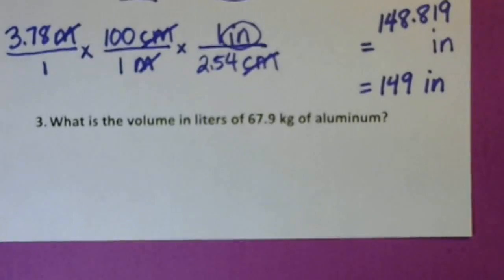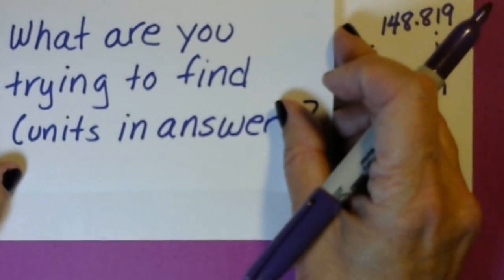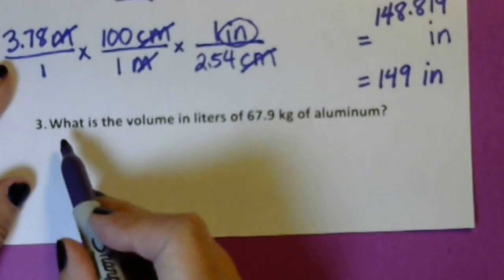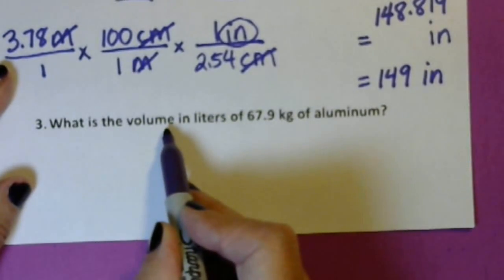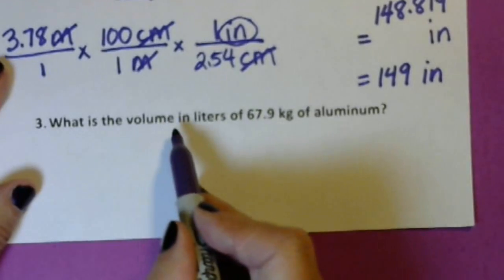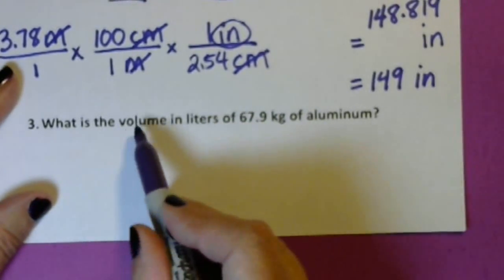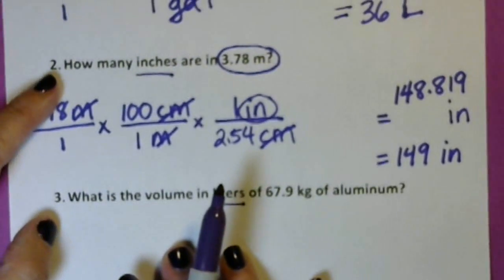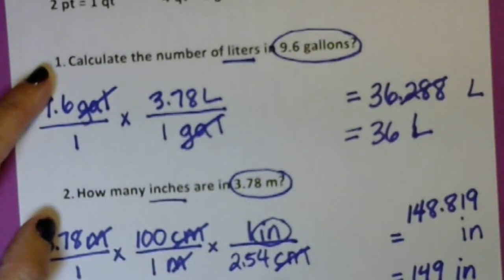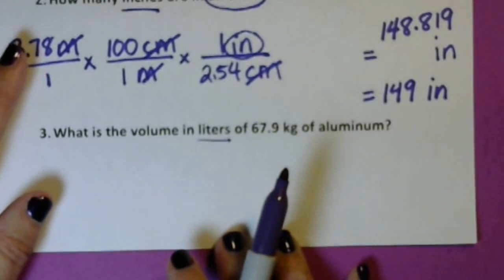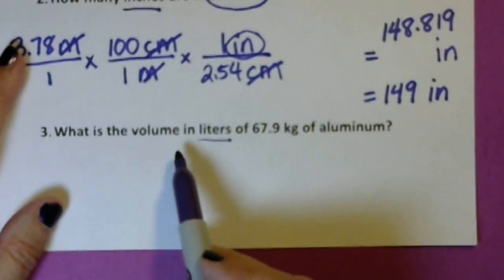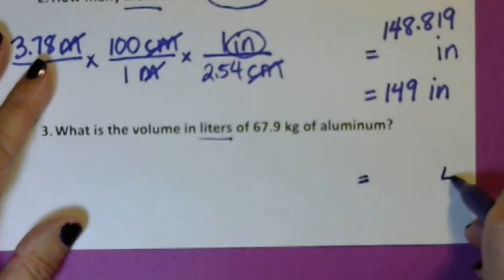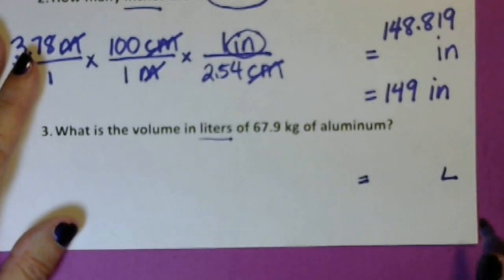Let's do all 6 steps this time. What are we trying to find? What are the units in the answer? I read this, and it says, what is the volume? Volume is not a unit, but it tells me what units. So what is the volume in liters? Now notice this time it says, what is, how many, calculate the. These are all phrases that tell you what you're going to find. So I'm going to once again put equals liters on the right-hand side so I know where I'm going.